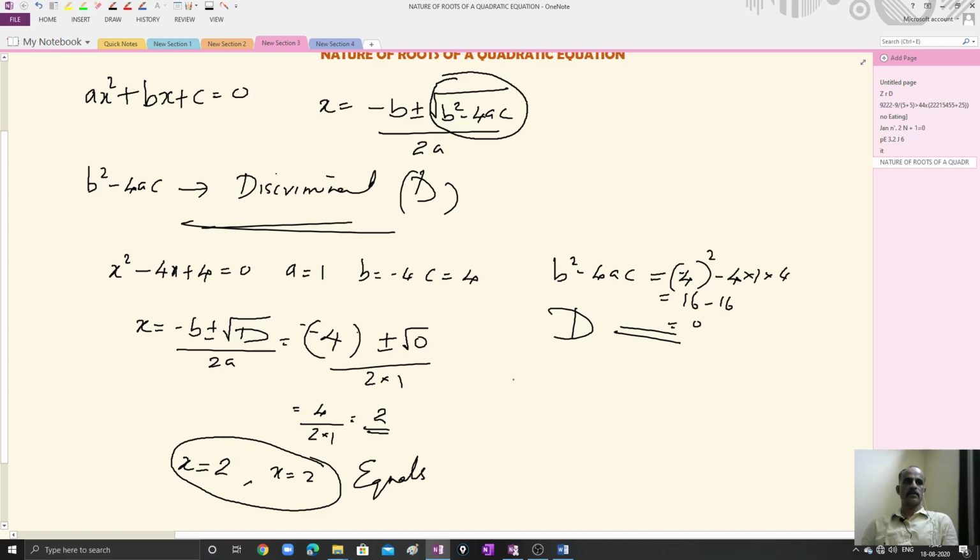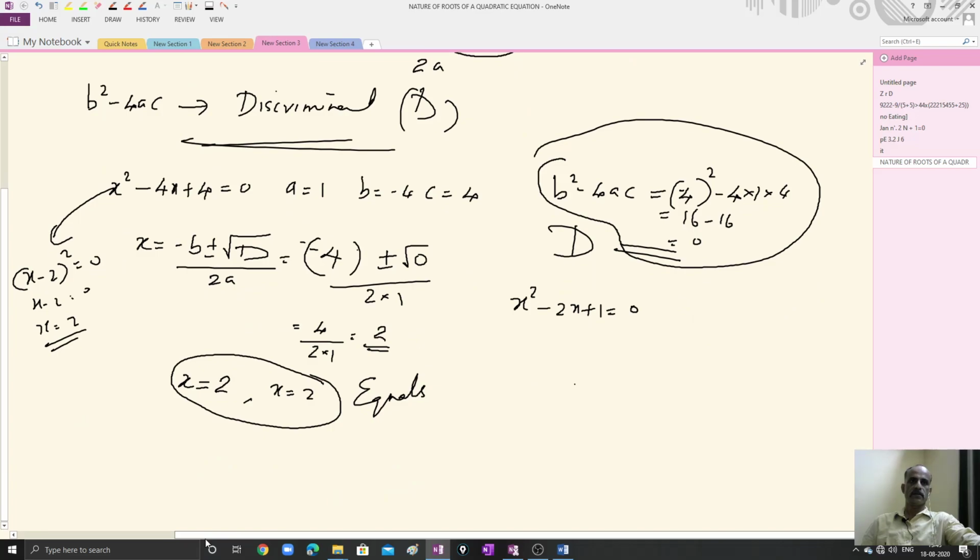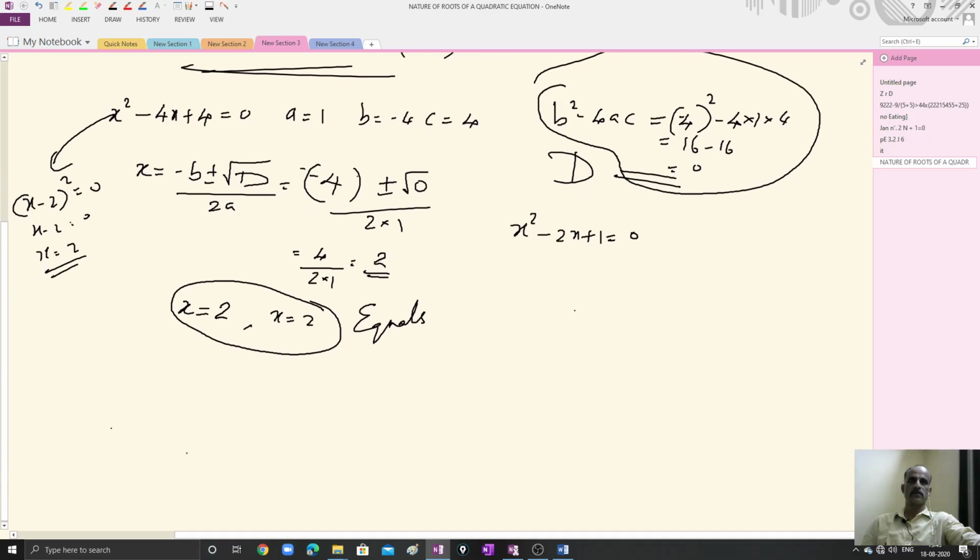Let us take another case. x square minus 2x plus 1 equal to 0. When you look at this, you can see there is another phenomenon happening here. This is nothing but x minus 1 whole square is equal to 0. That is x minus 1 equal to 0, x is equal to 1. But when you are using the quadratic formula, we can see that the b square minus 4ac part is becoming 0. Let us write one more example for that.